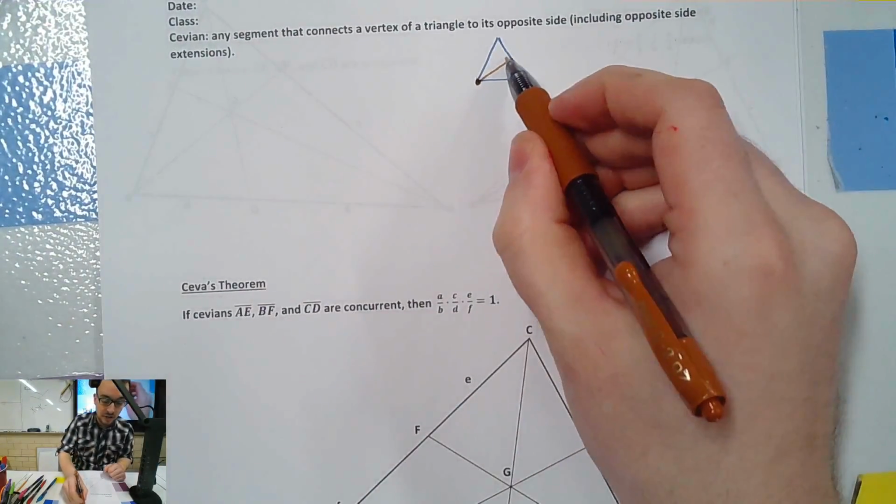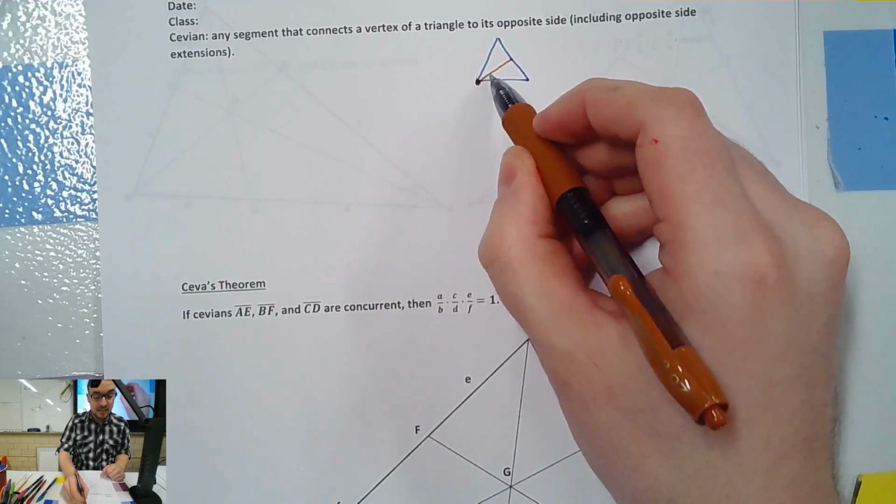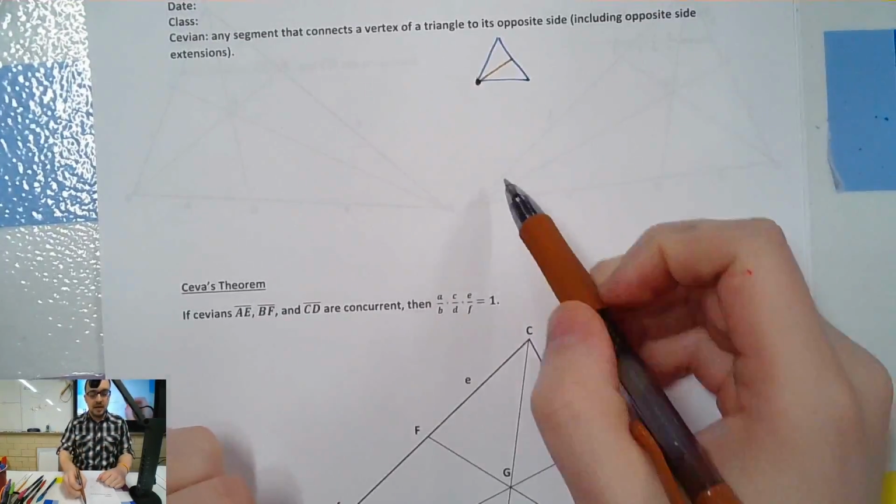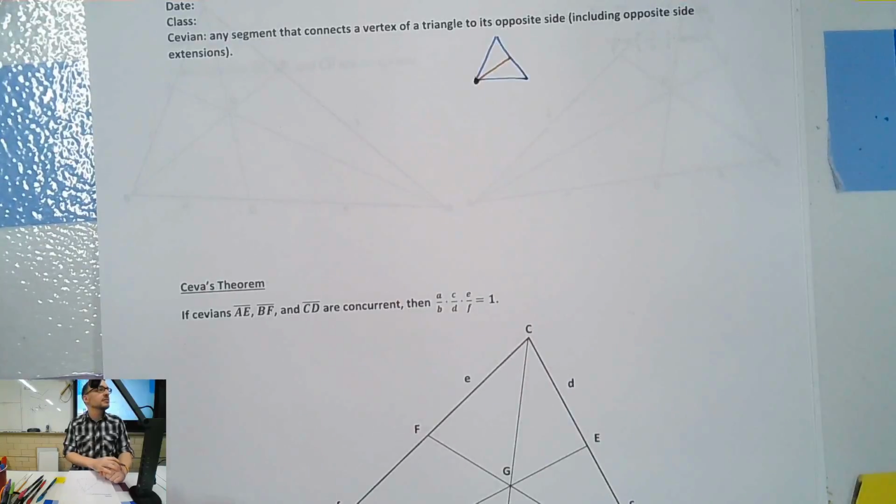Is it perpendicular? Is it bisecting? I don't know. I don't care. It's a Cevian. A Cevian is just a general term for any of the things we were talking about earlier, right? Perpendicular bisectors, angle bisectors, stuff we learned about last week. It's the general term. Anything from a vertex across, that's a Cevian. Right? This is a general term.